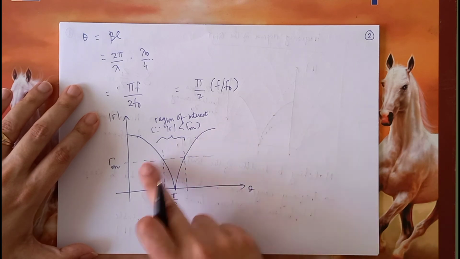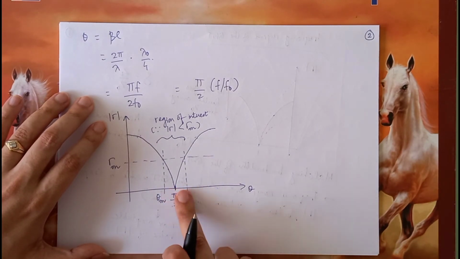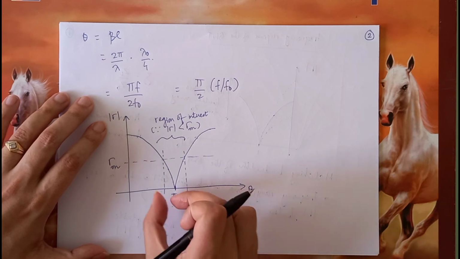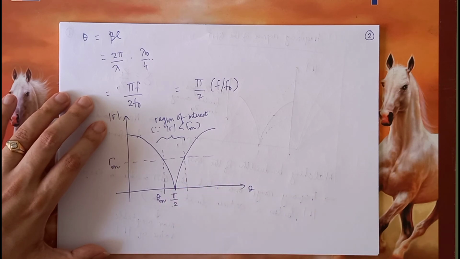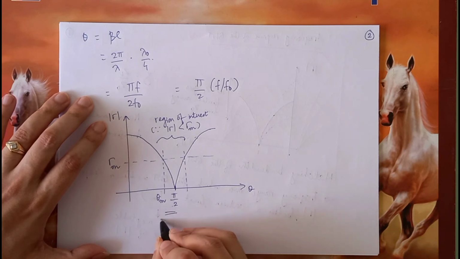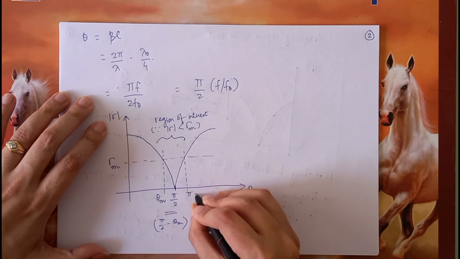What we have seen is that this graph is rather symmetric around this minimum. So therefore, whatever is the distance from the minima on the left to theta m, the same will be the distance on the right hand side also. So what would that be? This difference is pi by 2 minus theta m. So this exact same difference has to be added to this pi by 2, and this point would then be pi by 2 plus pi by 2 minus theta m, which is pi minus theta m.